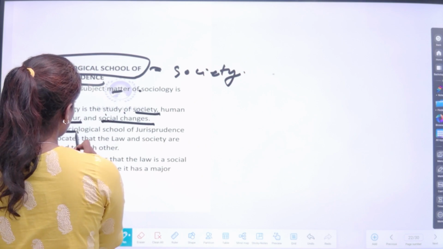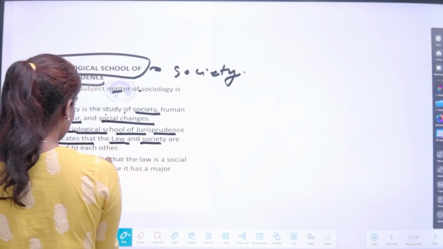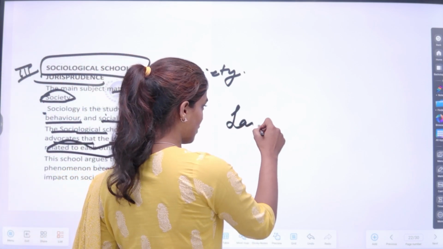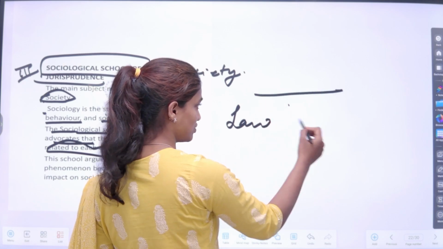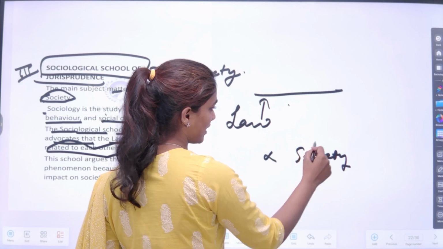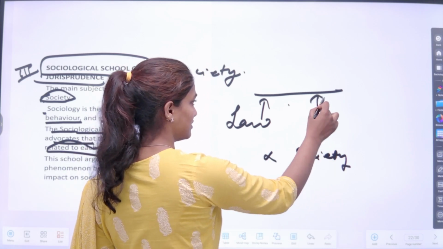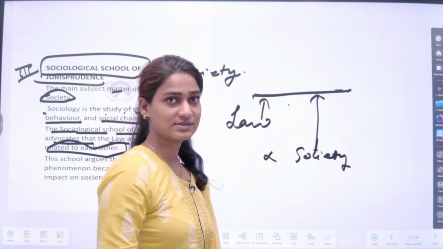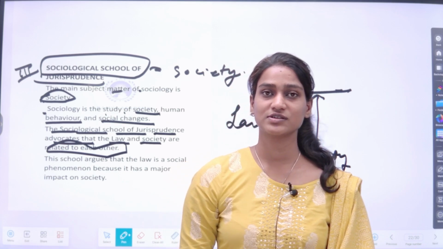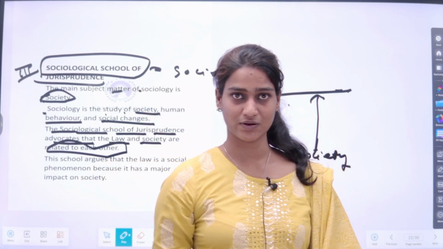So the sociological school of jurisprudence advocates that law and society are related to each other. It means that if law is at one stage, then society cannot be at a different stage. It has to be at the same level, on an equal footing. According to the sociological school, law and society should be at the same level.